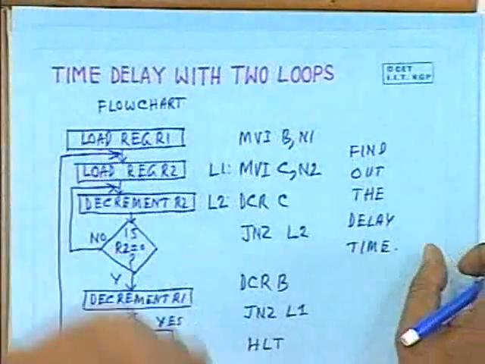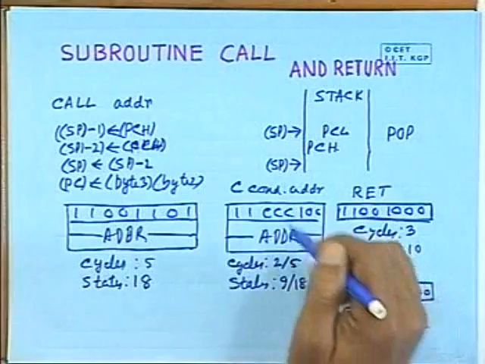Now, apart from loops, another important principle that is followed, as I told, is the top down approach or modular programming, where we divide the program into a number of modules, and obviously the modules are represented in terms of subroutines. We have already discussed the subroutine call and return concepts, and how a subroutine can be called and how you can return from it.